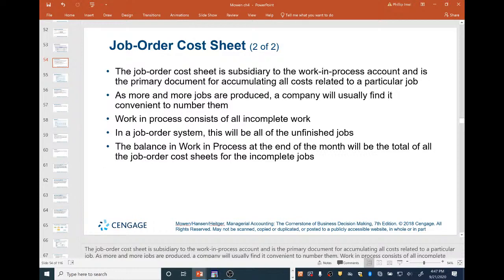The job order cost sheet is subsidiary to the work in process account and is the primary document for accumulating all costs related to a particular job, which makes sense because for each individual job we keep a job order cost sheet like that. So it just keeps track of all the costs that are going into whatever product we're producing. In that case, it was book bags.